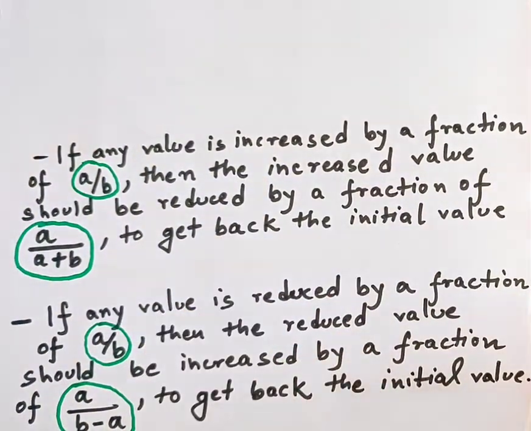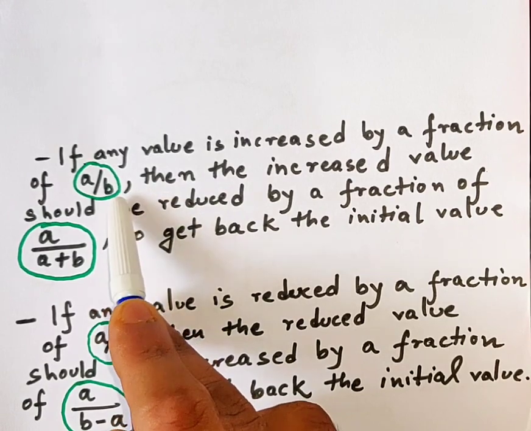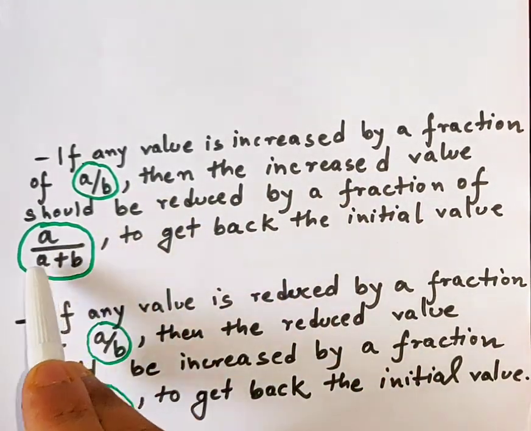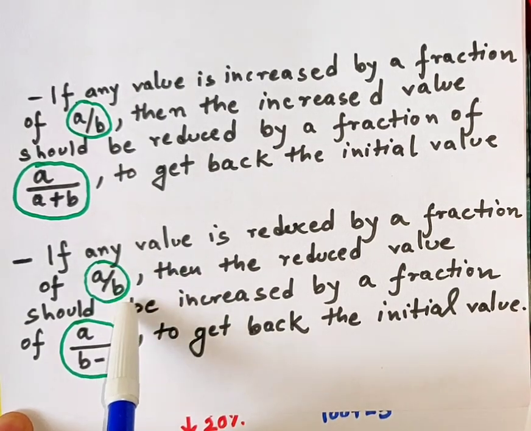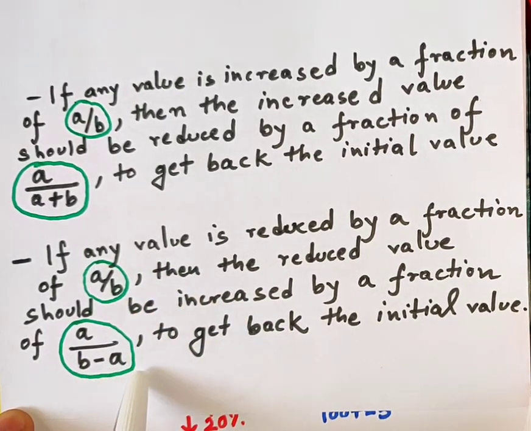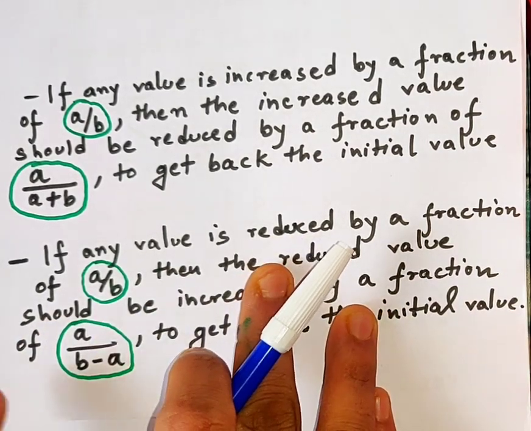So if you increase by a fraction a by b, increase means the base has to increase, the denominator has to increase, then the increased value should be reduced by a by a plus b. Similarly, if you reduce it, the base has to reduce, which means b minus a. So a by b minus a. I hope these concepts are very clear.